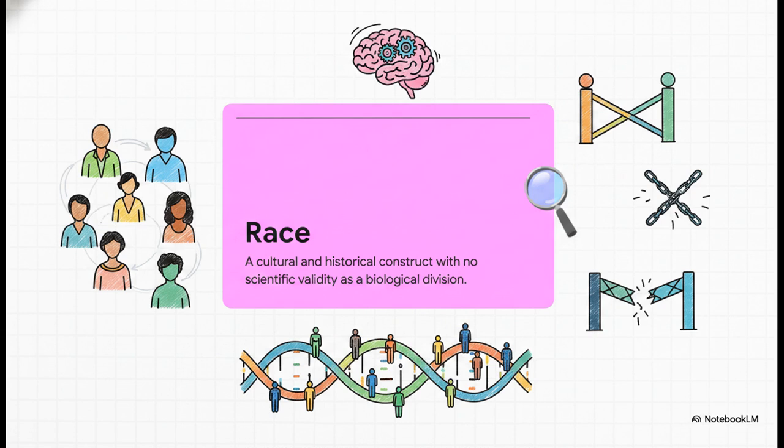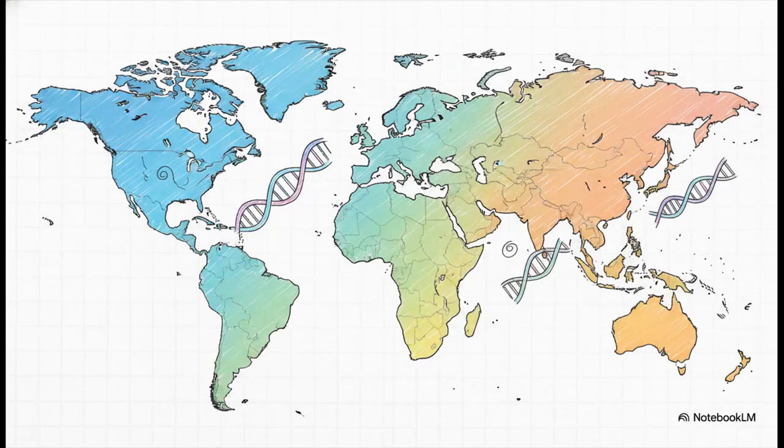Let me be very clear here. Race is a very real social, cultural, and historical construct that profoundly impacts people's lives. However, there is zero scientific, genetic validity to dividing the human species into distinct biological subcategories based on traits like skin color. Now, don't get me wrong, human variation is an absolute biological reality, but it is continuous.